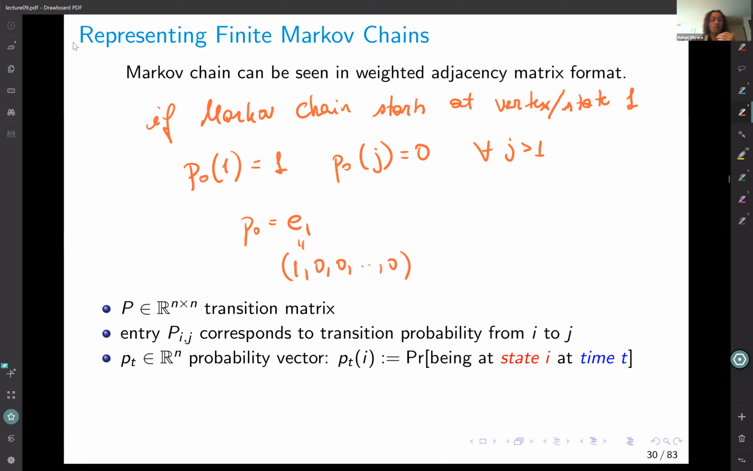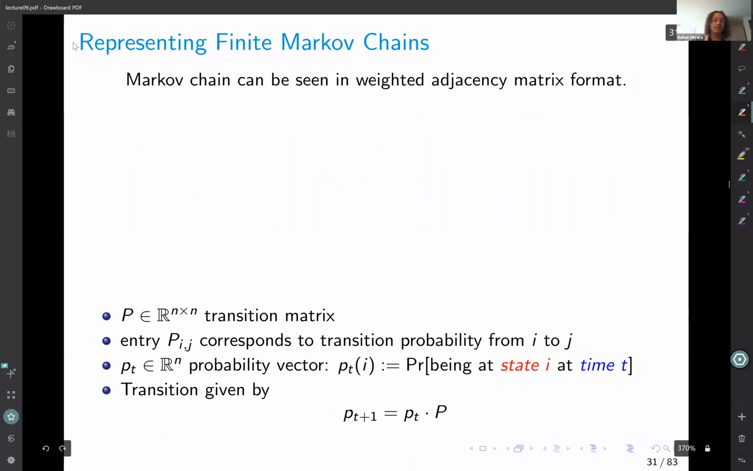But once I have P naught, how can I compute P1? The transition from one time to another is given by what? The probability vector at time t plus 1 is equal to the probability vector at time t times my transition matrix P. Does that make sense?